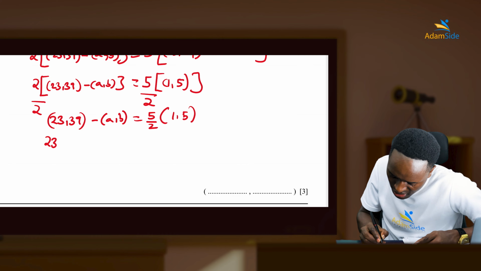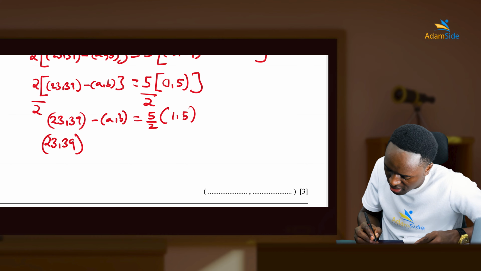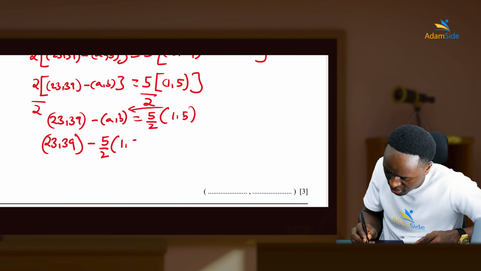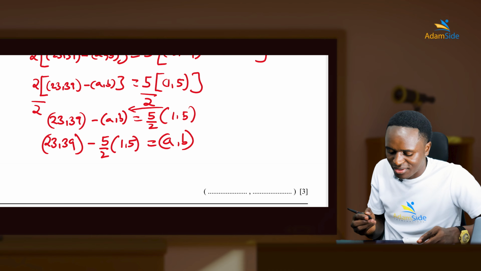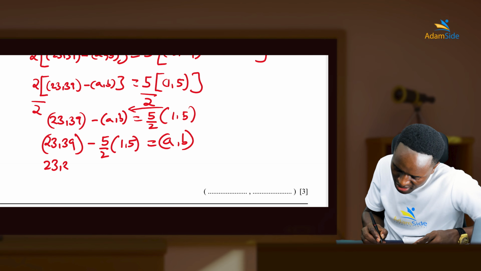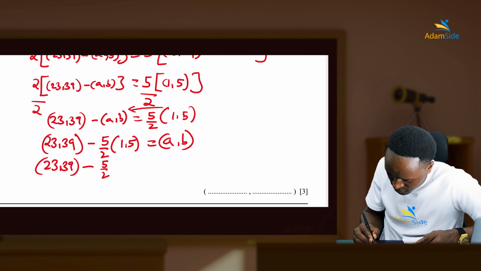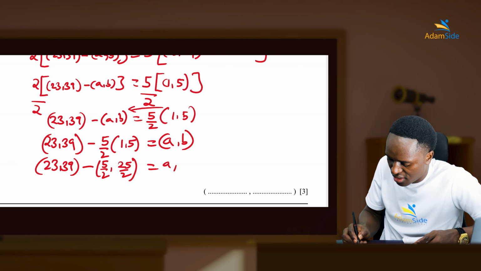Now, if you take A, B to the other side, we get 23, 39 minus, if you take this to the other side, minus 5 over 2 into 1, 5 is equal to A, B. Wow, that's good. So you have 23, 39 minus 5 over 2 times that: 5 over 2, and then 5 over 2 times 5 gives 25 over 2, is equal to A, B.